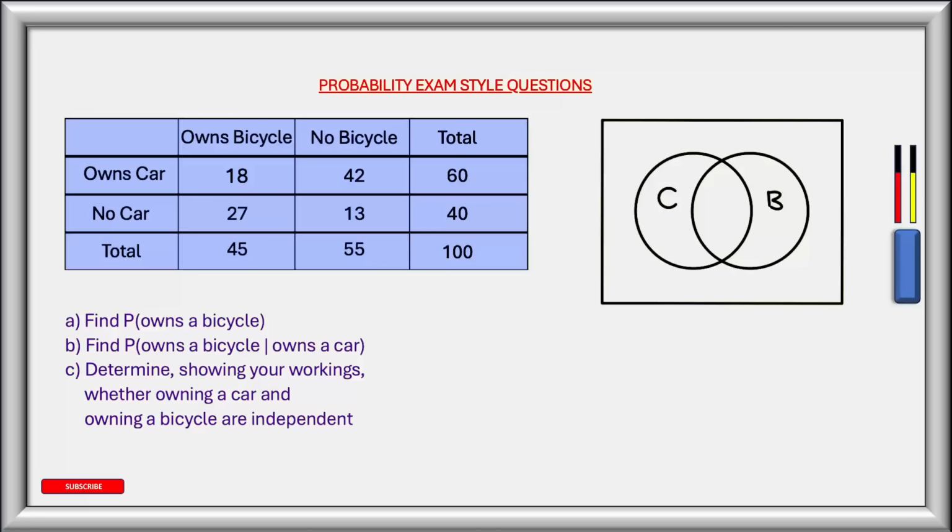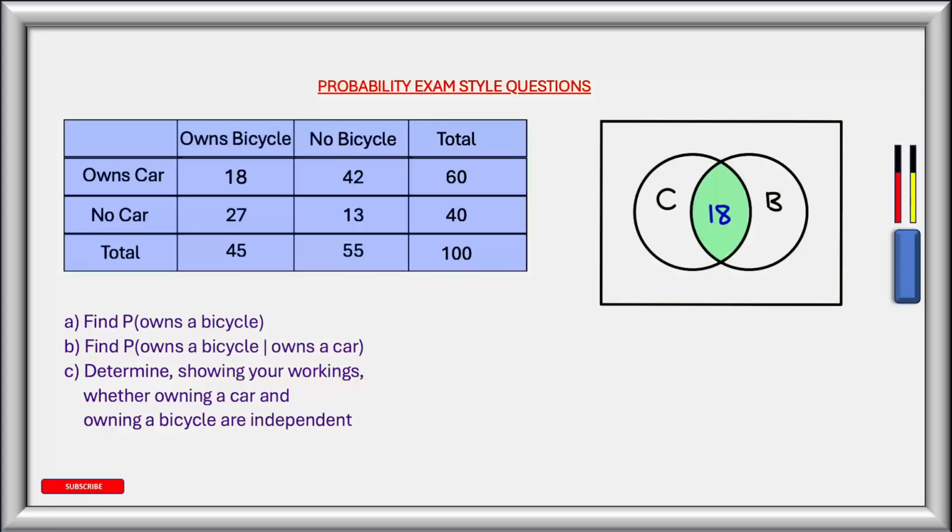It's a 2-circle Venn diagram. One circle represents the car owners, and the other circle represents the bicycle owners. Outside of the circle and within the rectangle represents those people that don't own a car or a bike. So let's start filling in the numbers.